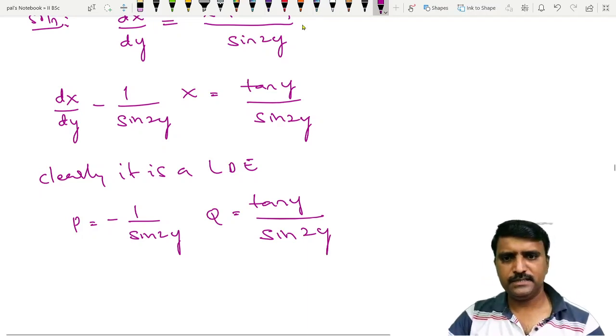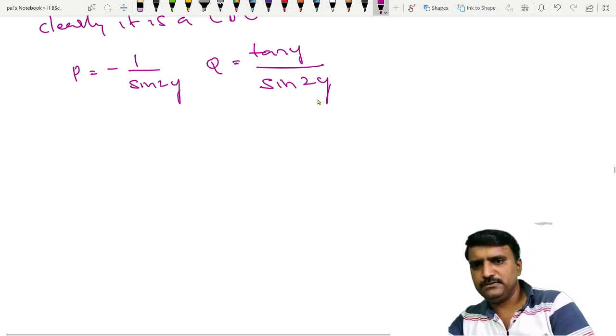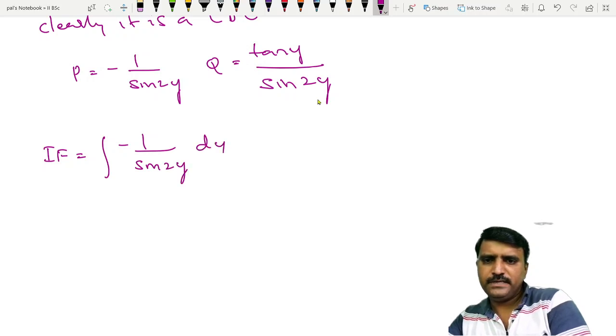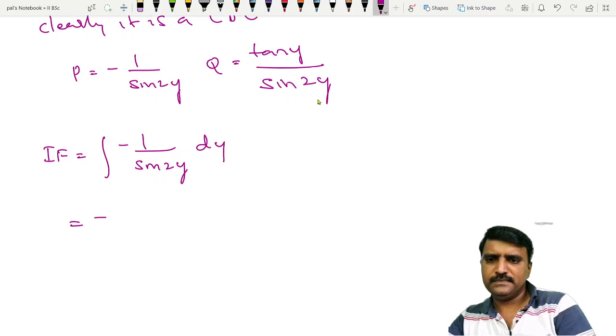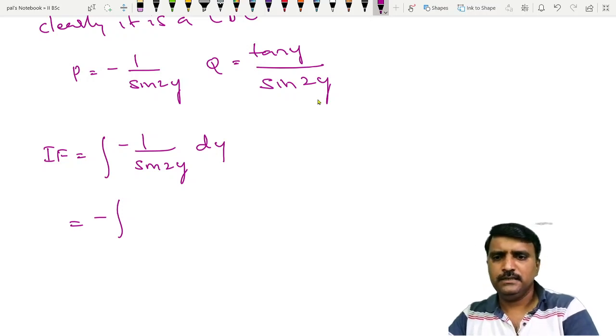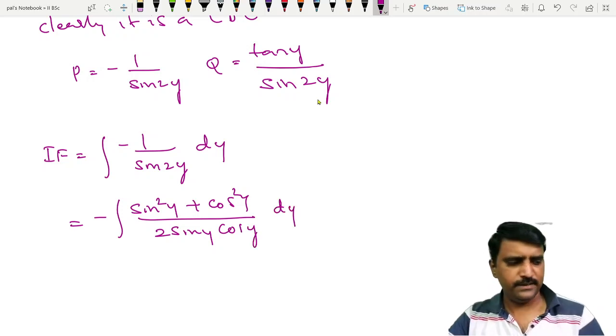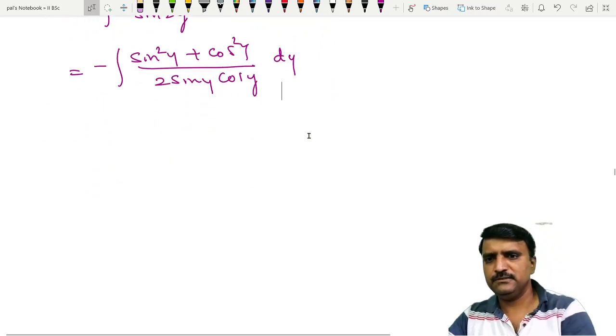Okay, find the integrating factor first. So the integrating factor is equal to e to the power of integration of minus 1 divided by sin 2y into dy, which is equal to, I just take this minus outside, and I am writing this 1 as sin square y plus cos square y, divided by sin 2y, which I am writing as 2 sin y cos y, into dy. You know the formula for sin 2y.